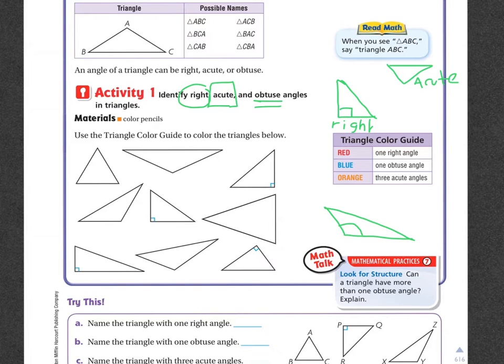We're going to use the color guide now. If a triangle has one right angle, we are going to label it red. Go ahead, pause the video, and label your triangles.